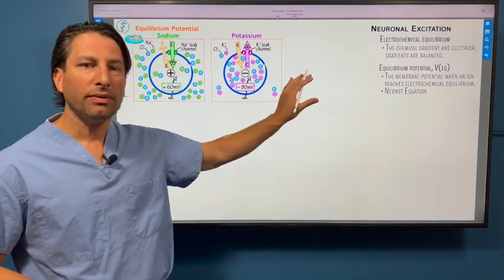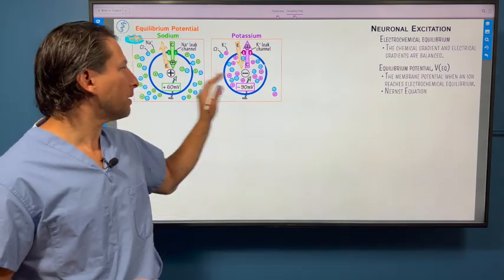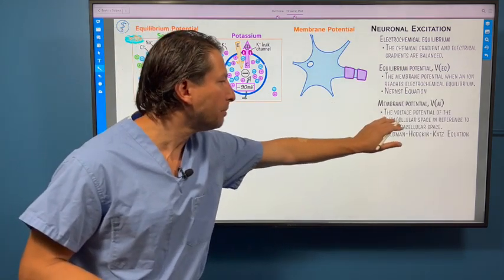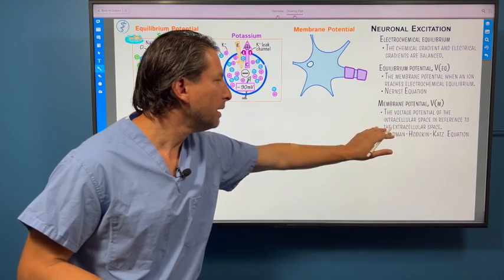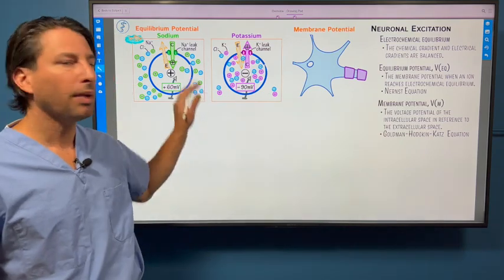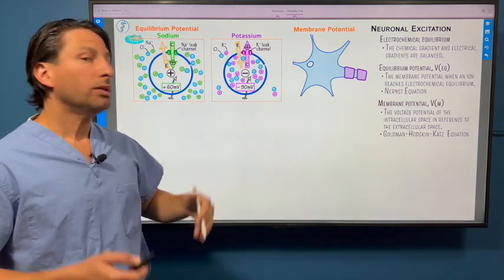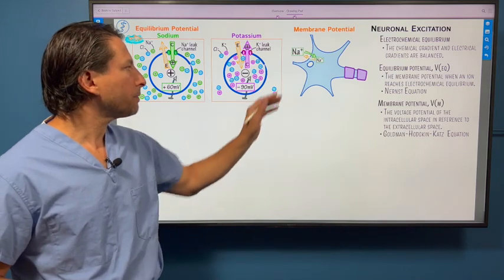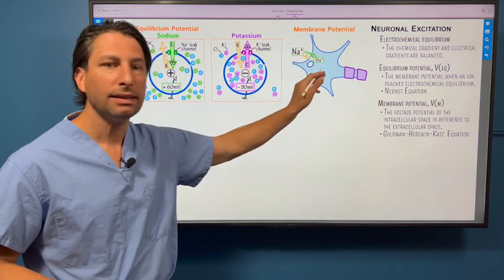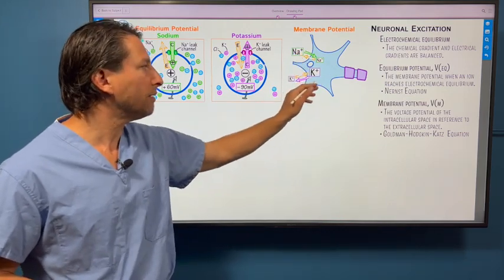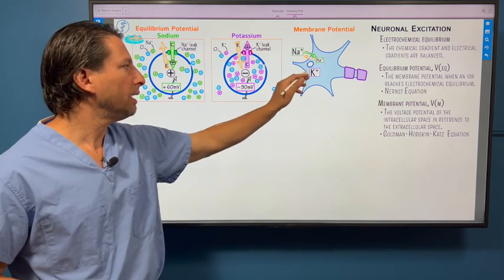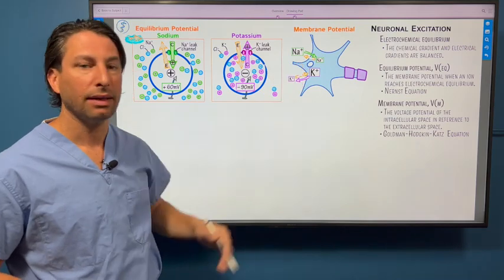So now we're going to put all of this together in a neuron because there are multiple different ions within a single neuron. So the membrane potential is the voltage potential of the intracellular space in reference to the extracellular space, and it combines all of the different charges. So what are those charges? As a review, sodium, high levels outside of the cell, it's moving into the cell. Potassium, high levels within the cell, it's moving out of the cell. And both of these have these opposite directionality electrostatic gradients.